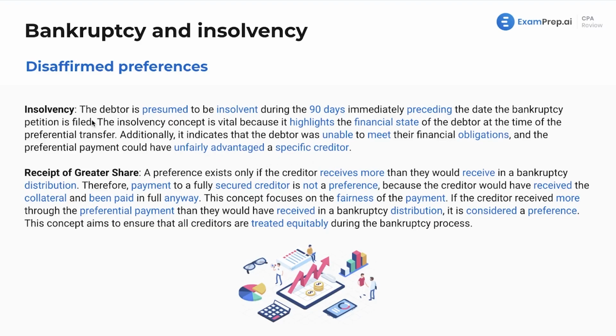Again, questions could say the debtor was insolvent 60 days immediately before, just mentioning that, just dissecting what you'll see in particular questions.